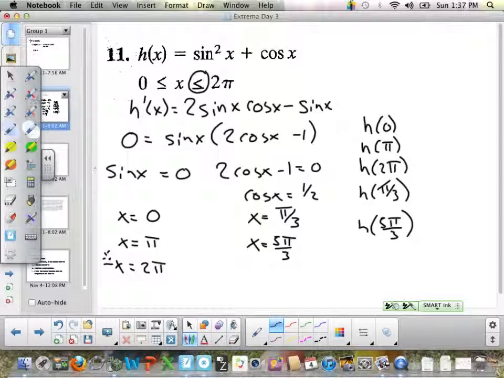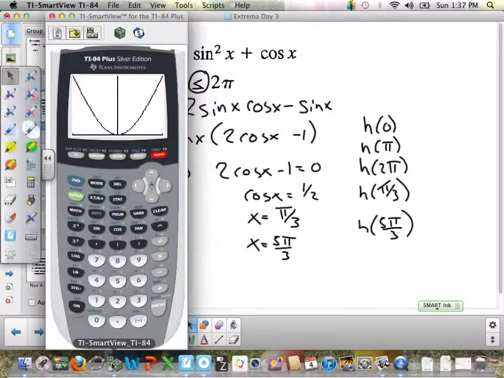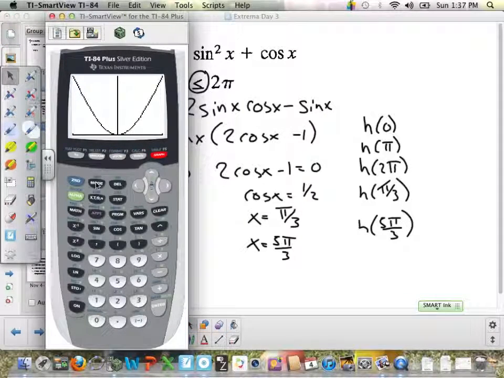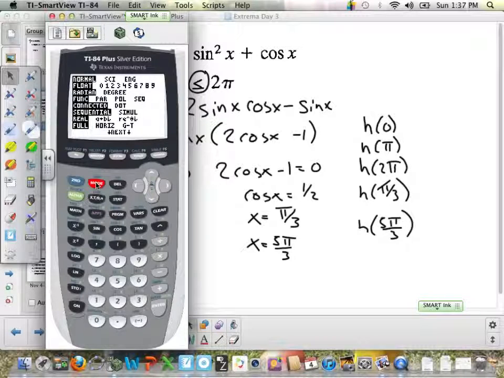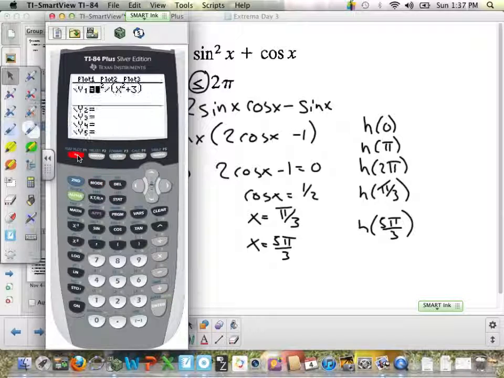Now in calculus, everything is in radians, so let's go make sure our mode is radians. Hit the mode button. Make sure you're in radians. We are. Go to y equals, and we'll type in our function. We've got the sine squared of x. To enter that into the 84, you go sine x, close your parenthesis, and then square it. Not standard form for it, but it works. Plus cosine x. And we'll go and take a look at our table.